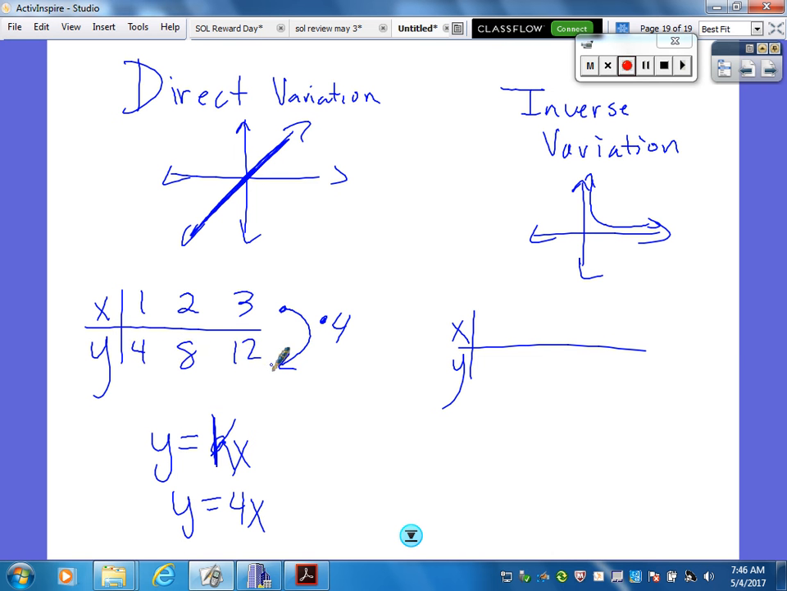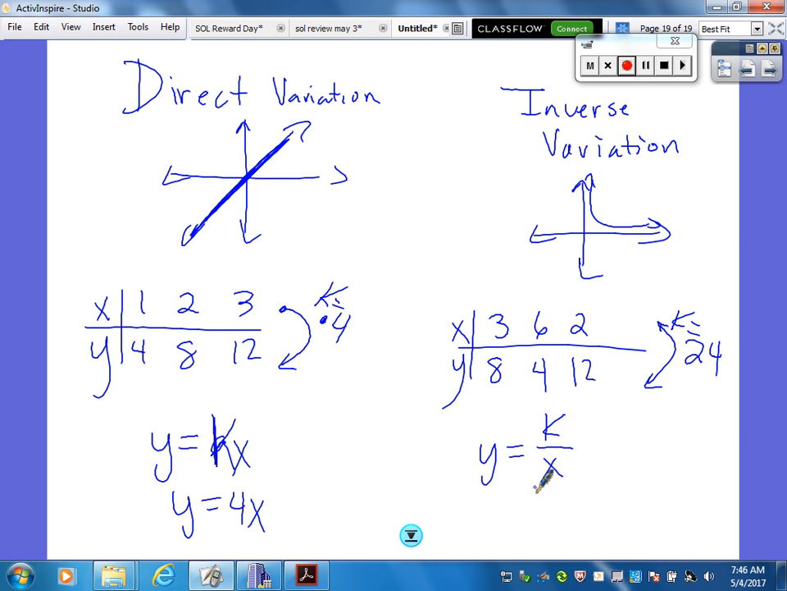Now let's switch over to inverse variation, and this time these two multiply to the same number. So if I have like 3 and 8, 6 and 4, and 2 and 12, then that same number is 24 that they're multiplying to. We call that our constant, just like over here our constant was times 4. And what we say for this equation is y equals k divided by x. So this one specifically would be 24 divided by x.